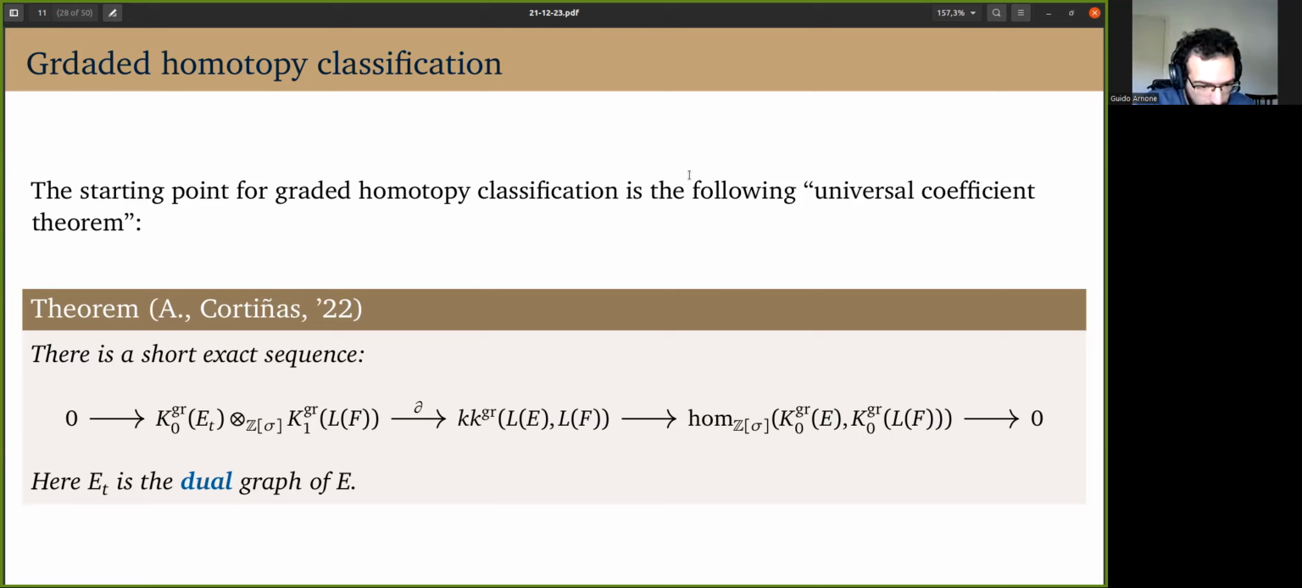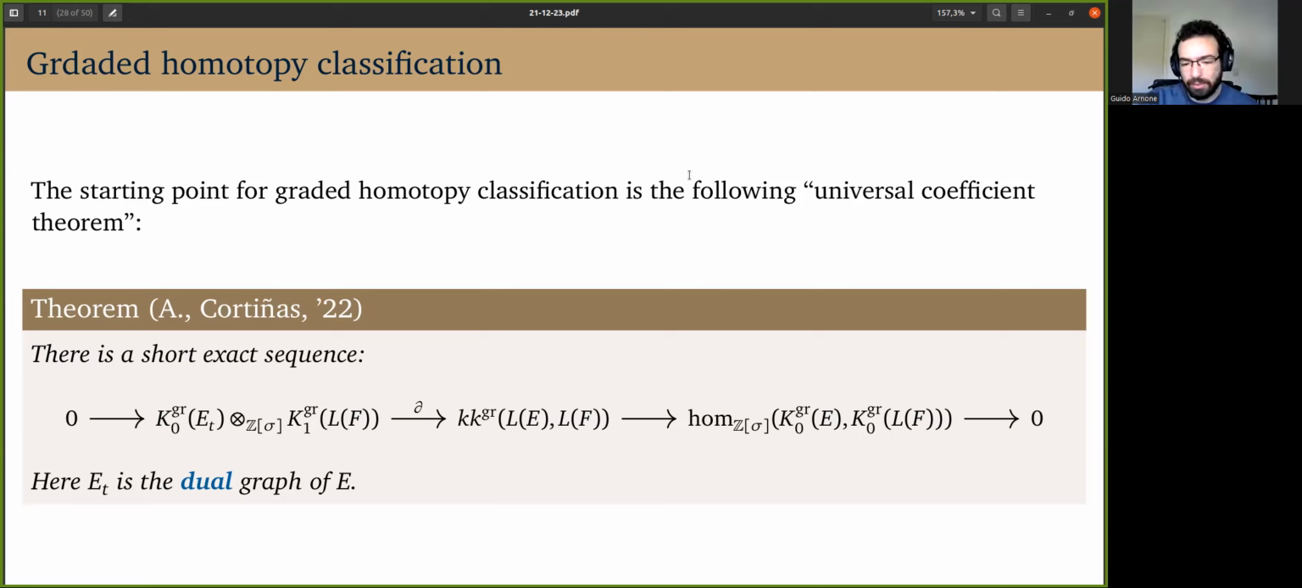Only one caveat: on the left, we actually have to consider a dual graph. So on the left-hand side, we have the graded Grothendieck group of the dual of E, which is the same graph but with all of the arrows reversed, tensored by the graded K1 group of LF. Then there is some mysterious map to the group we're interested in. And then we have this evaluation map to graded K theory.